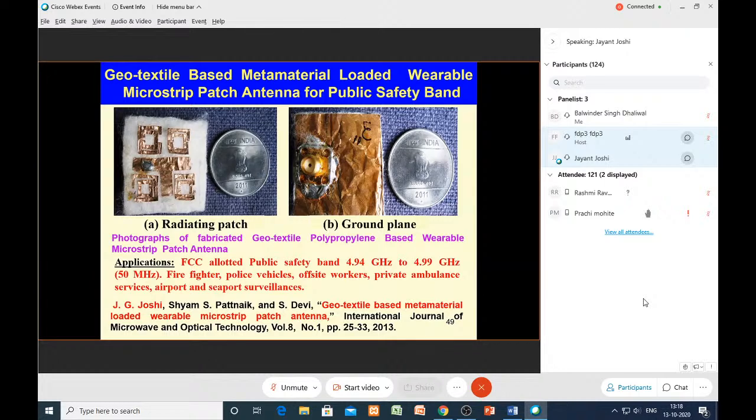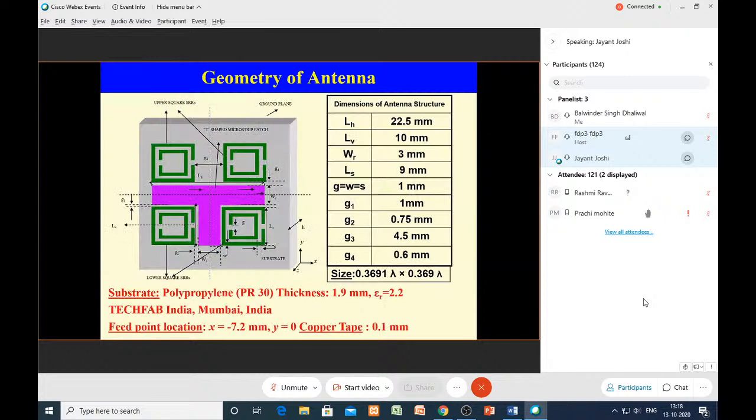Now this particular antenna is suitable for 4.94 gigahertz to 4.99 gigahertz, and we proposed it for firefighters, police vehicles, and offshore workers. So this is the geometry, polypropylene. The manufacturer is TechFab India. He has given all the parameters and specifications which are desirable for wearable and flexible antennas.